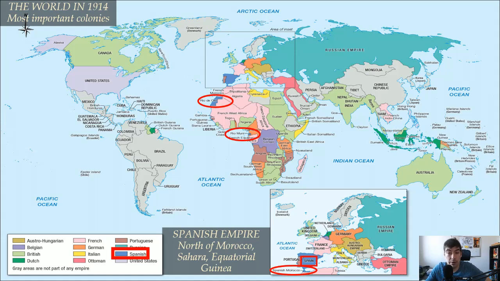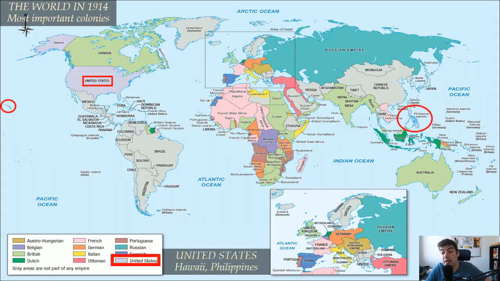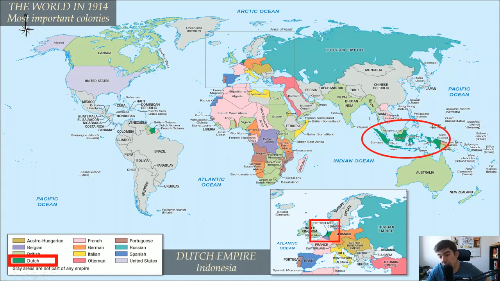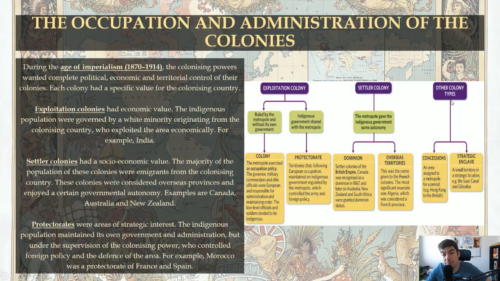They also had New Guinea and some islands in the Pacific, but these are the most important. Spain had Rio de Oro, Sahara Occidental, and Guinea Equatorial, Rio Muni, Fernando Po, and also the protectorate in northern Morocco. We will study that in the third part of the next unit. The United States controlled Hawaii and the Philippine Islands, and the Japanese controlled Korea, and later they went into China, the northern part of Manchuria, and so on. The Dutch had Indonesia, which was called the East Indies at that time.